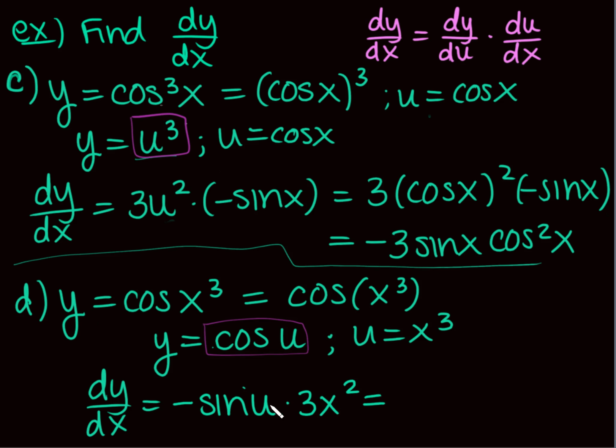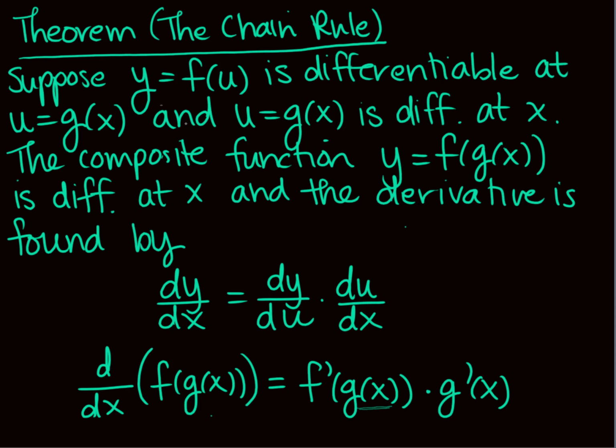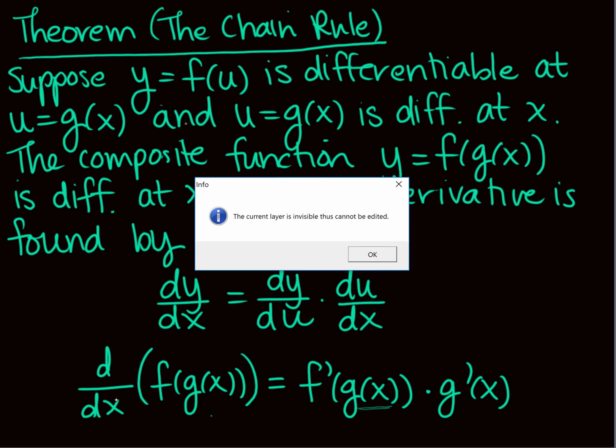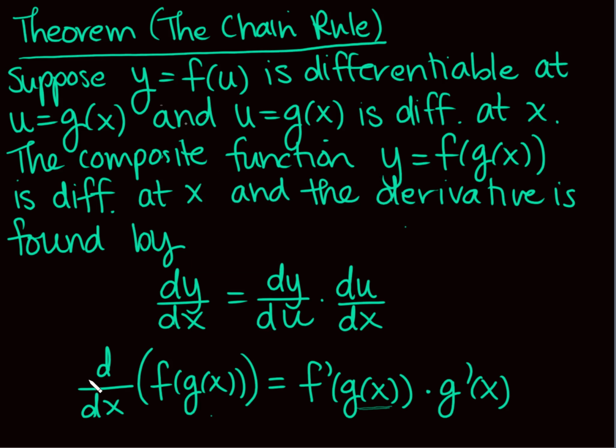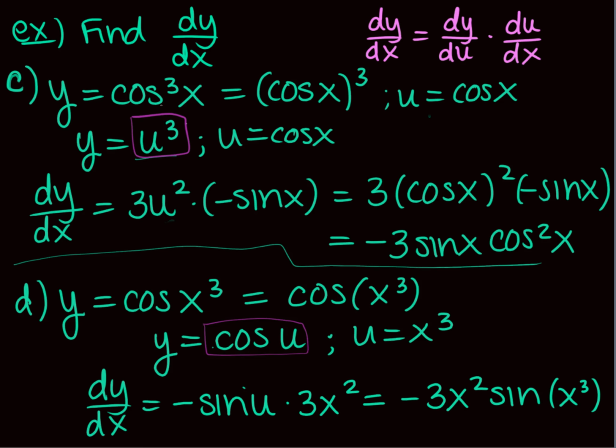And then I'm just going to replace my u and clean this up a little bit. Bring the 3x squared in front. So I have a negative 3x squared sine of (x cubed). Technically you probably don't need the parentheses around x cubed. I just like to put those to make sure my reader understands that I'm not cubing the sine, I'm cubing the x. Okay, so let's look at the other way, this way right here. So let's clear this out.